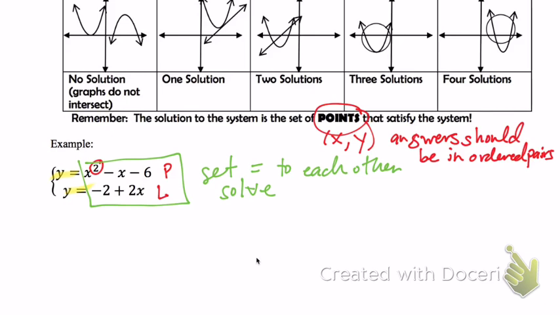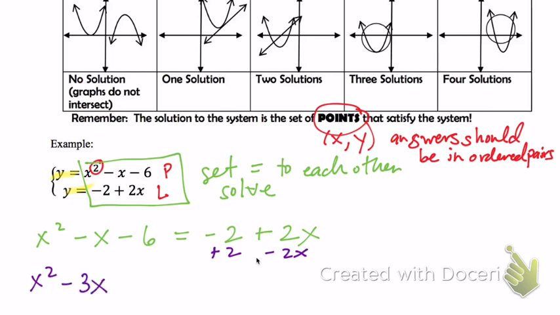So if I'm going to set these equal to each other, I'm going to say that x squared minus x minus 6 equals negative 2 plus 2x. Then I want to move everything to one side, because when you're solving a quadratic, you want everything on the left. You want it to equal 0. So I'm going to add 2 minus 2x. So x squared minus 3x minus 4 equals 0.